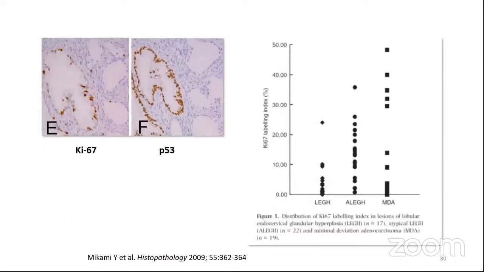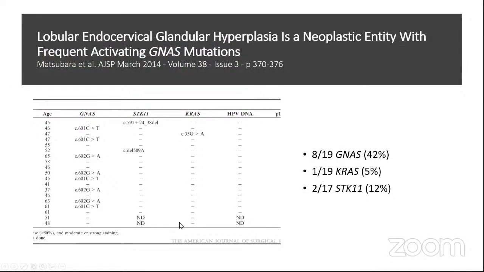There's another study by Dr. Mikami looking at P53 and Ki67 in atypical lobular endocervical glandular hyperplasia and found that the Ki67 labeling index was somewhere between LEGH and minimal deviation adenocarcinoma, and also showed that sometimes these atypical LEGH can have aberrant P53 expression. And yet another study showed that lobular endocervical glandular hyperplasia is indeed a neoplastic process because many of them showed underlying mutations in GNAS, KRAS, or STK11, which are genes that are often affected in mucinous tumors.